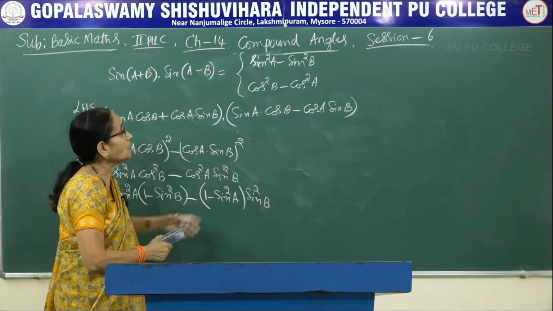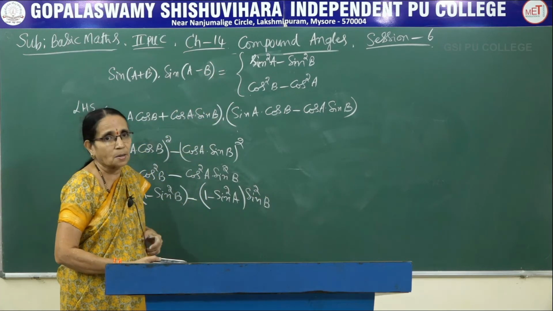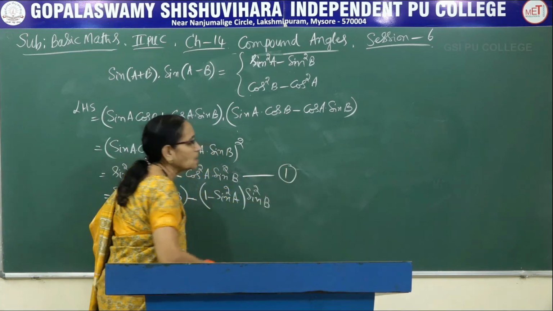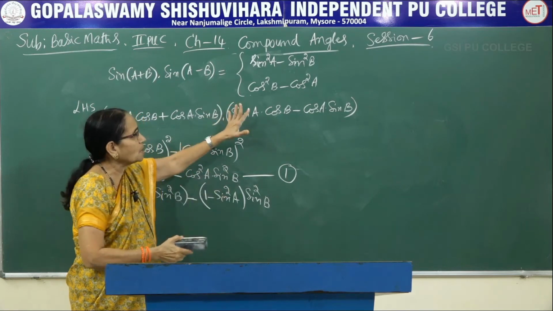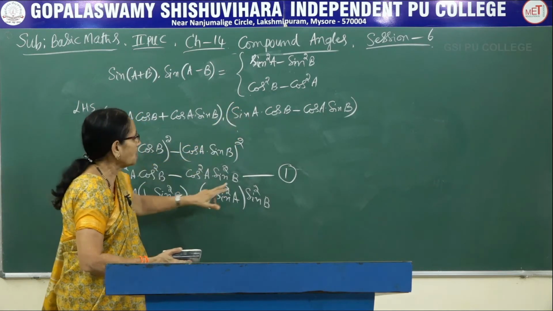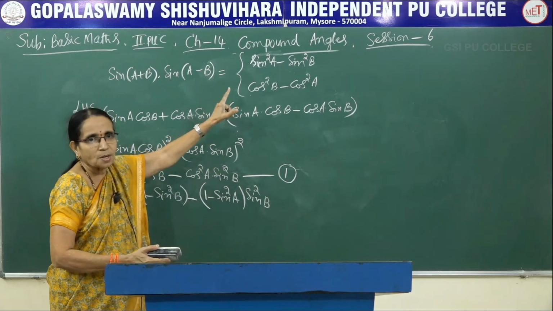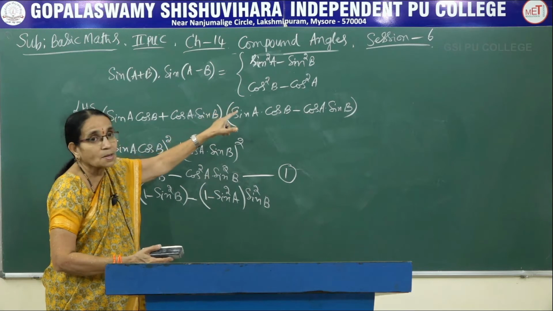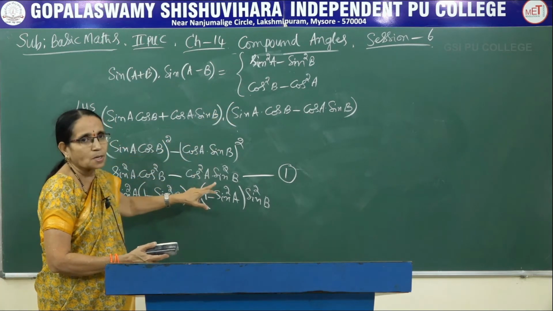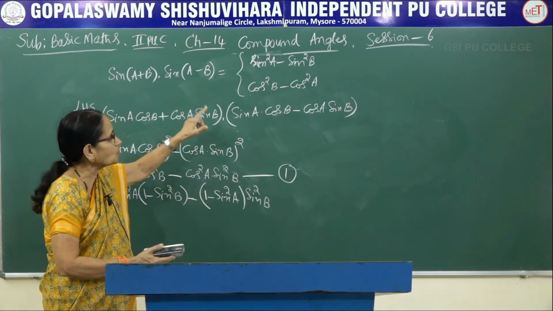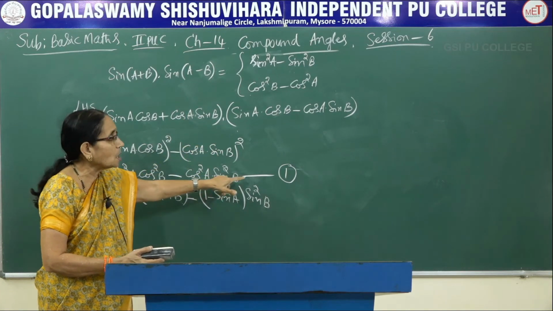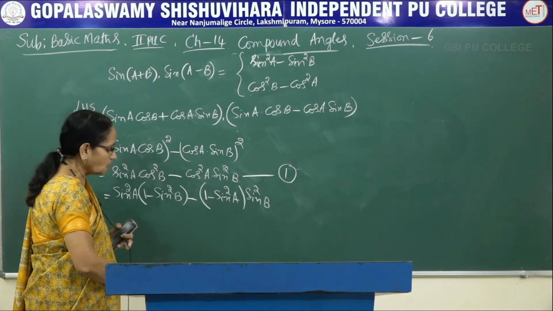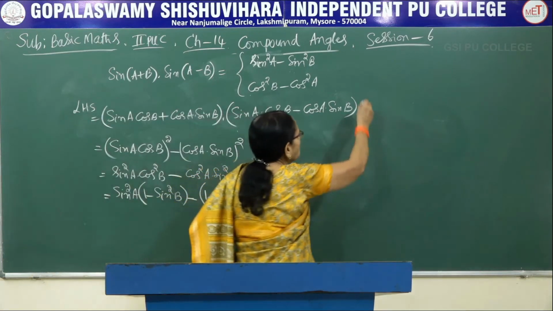Suppose in the problem they ask you to prove both the results here. In that case, you give a number for this particular step. If only one result is asked in the examination, then you need not do that. Suppose the first result is asked, try to eliminate the cos square terms. Suppose the second result is asked, you eliminate the sin square terms. But here, since I am proving both the results, I am giving a number for that particular step. In this step, I have eliminated cos square A as well as cos square B.